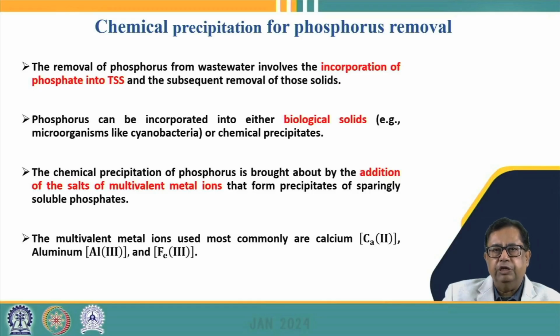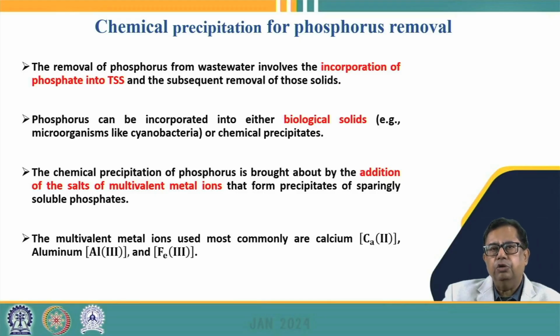So these phosphates can be incorporated into biological solids. For example, we have a bacteria called cyanobacteria, which can take up phosphate at a higher level than is required for metabolism. That is also known as luxurious uptake of phosphate, and that's how these biological solids can later settle down, or they can also be removed from the wastewater by means of chemical precipitation.